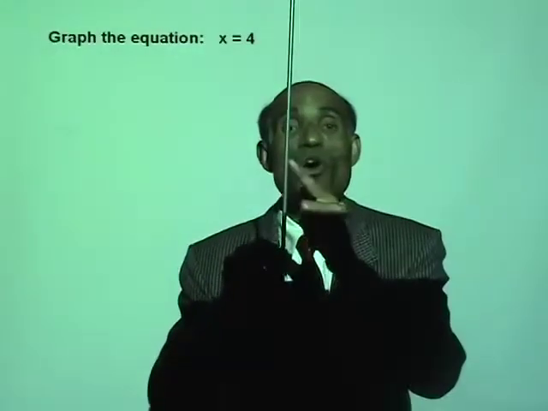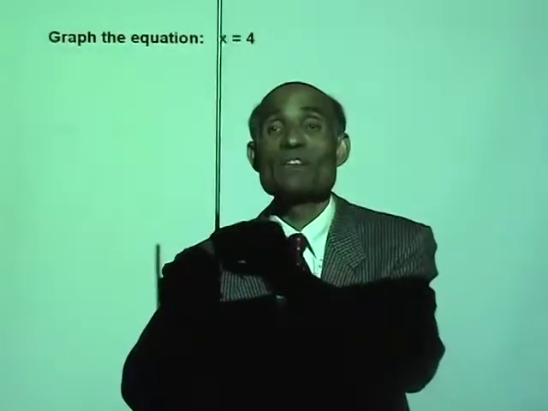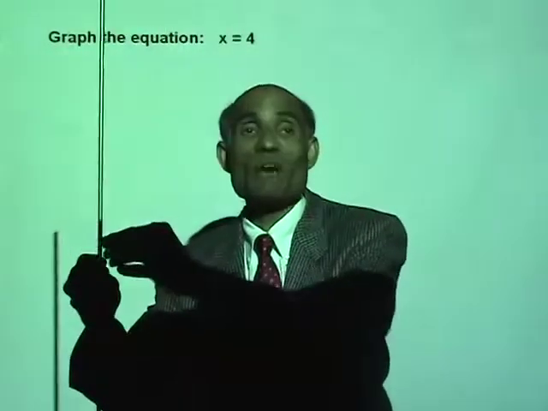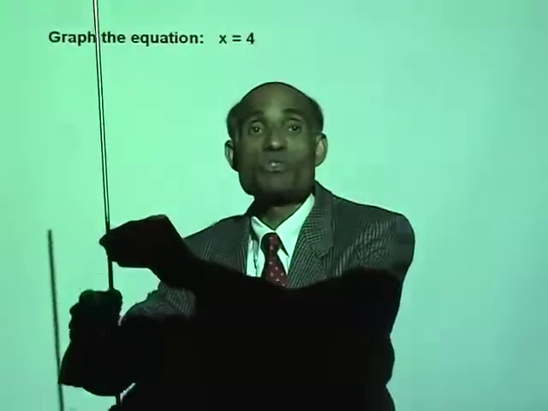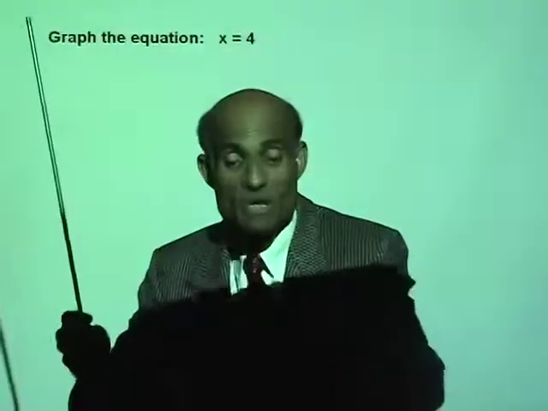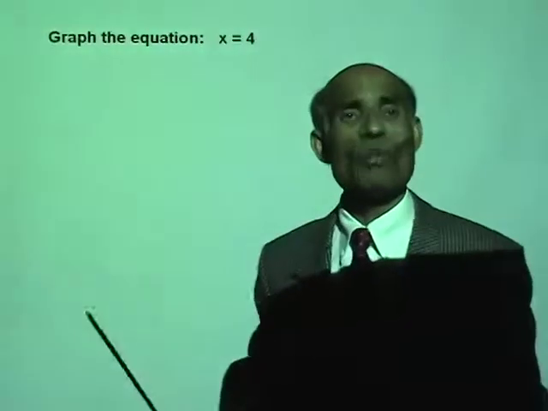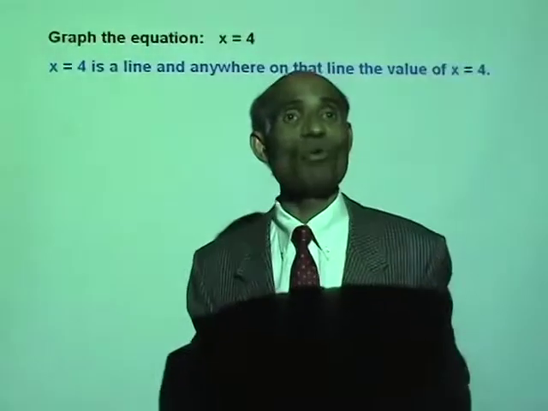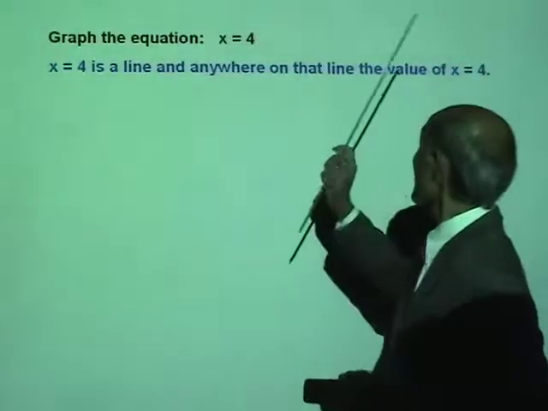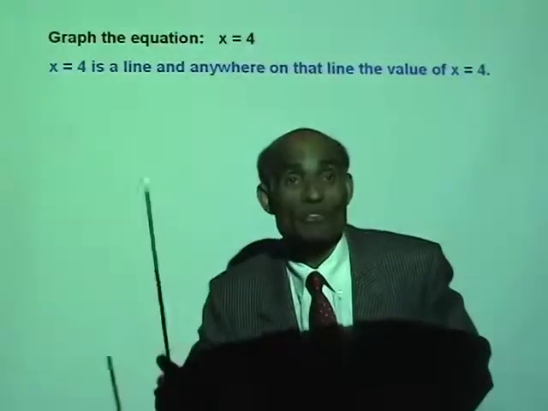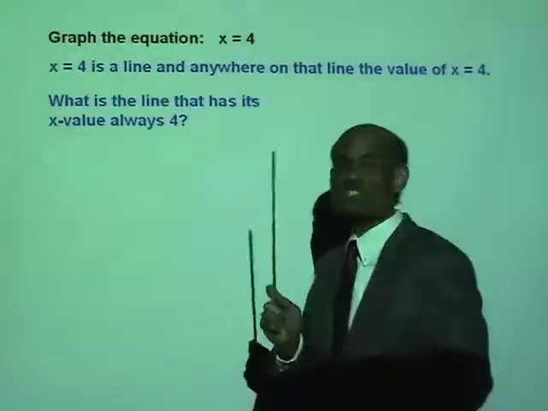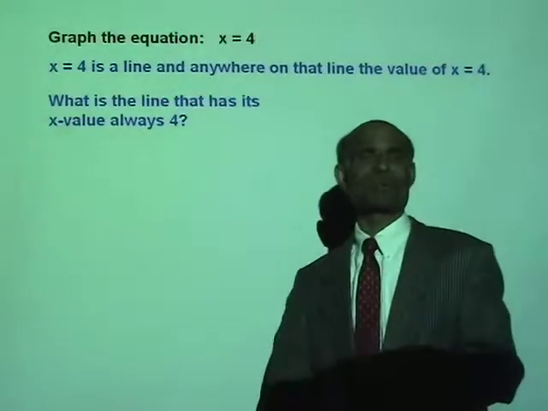Now that means if you go one step to the right, you find a vertical line x equal to 1. If you go one more step, you find a vertical line x equal to 2. Anywhere on that vertical line, the value of x will be equal to 2. Therefore, what is the graph of x equal to 4? X equal to 4 is a line. Anywhere on that line, the value of x equals 4. Alright, what is the line that has its x value always 4?